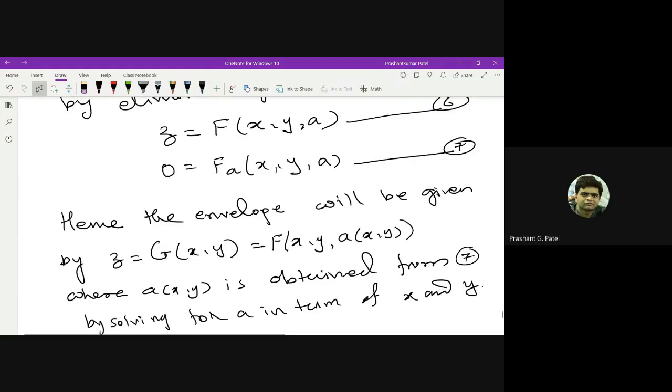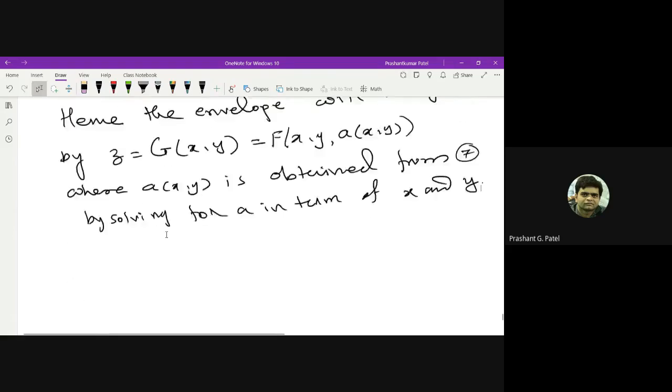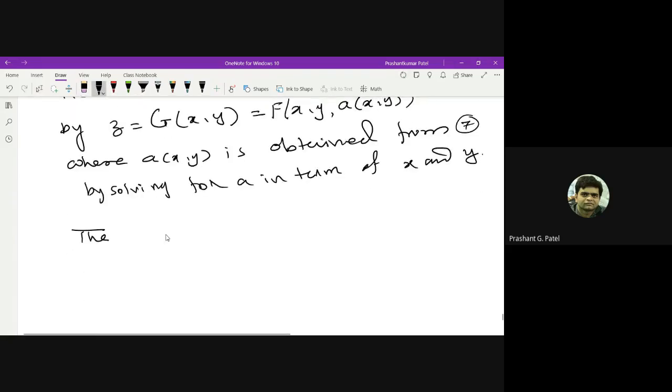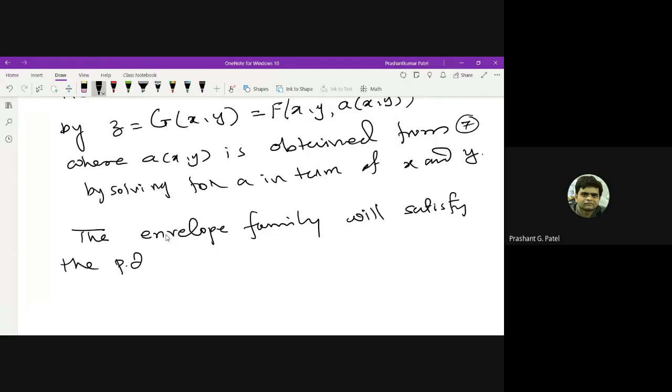And this envelope, that is z is equal to g of x, y, is a surface which satisfies our partial differential equation. That means the envelope, because it is a solution family, will satisfy the PDE, that is f of x, y, z, p, q equal to 0.